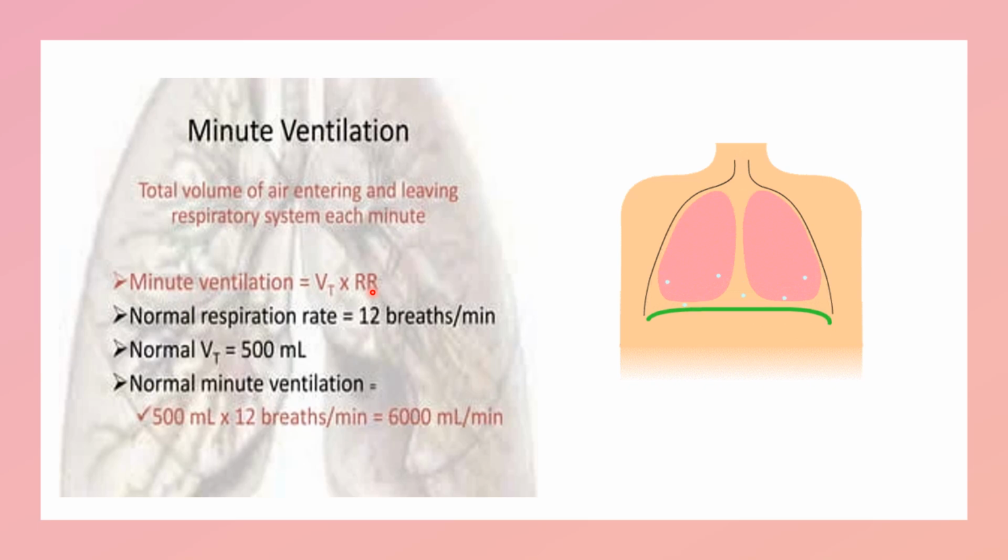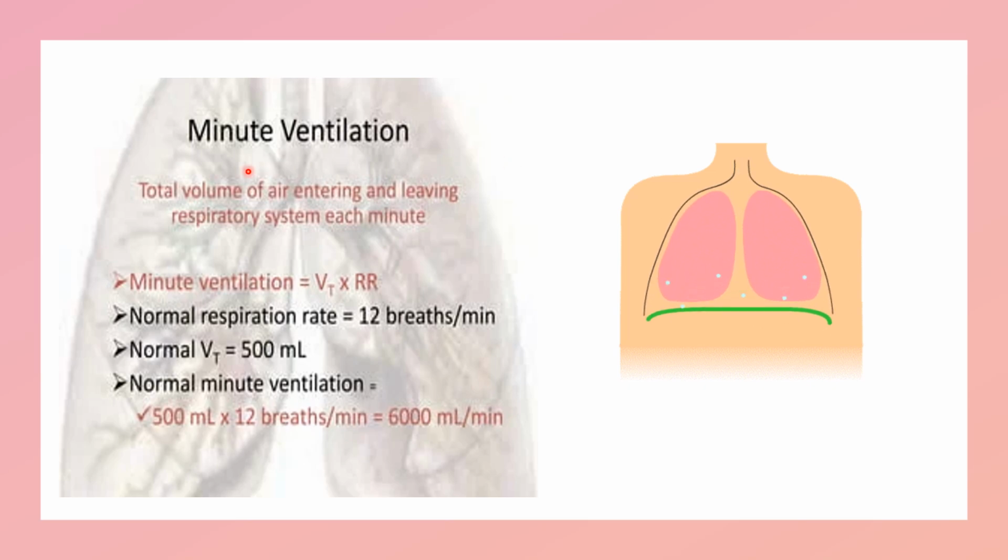So if the tidal volume is 500 ml in a single resting breath, it is going in and out this amount of air, and we are taking 12 breaths per minute. So in 1 minute, 500 times 12, around 6000 ml of air is entering and leaving the lung. That is 6 liters per minute, your minute ventilation. Okay, so this is about the minute ventilation.